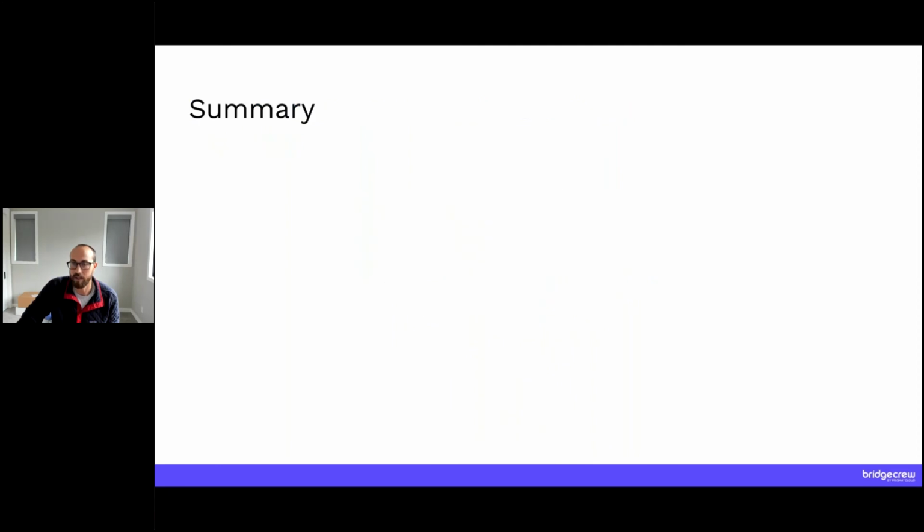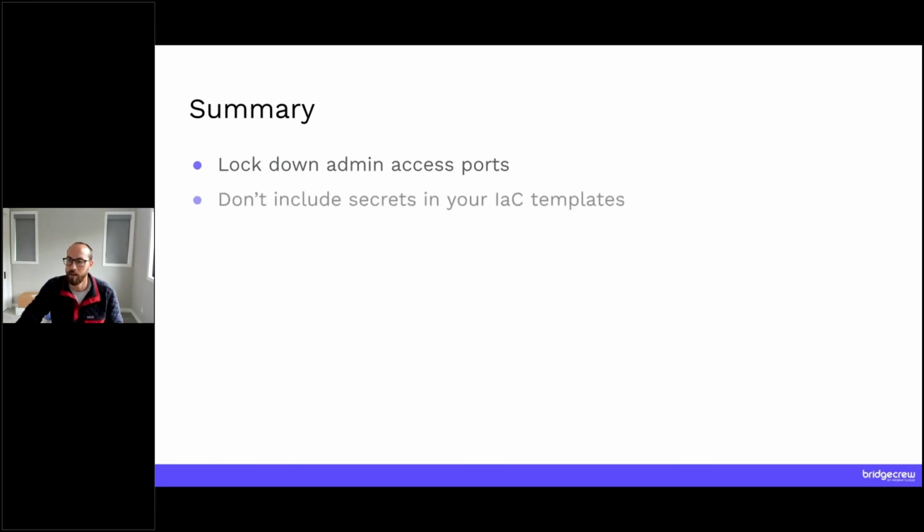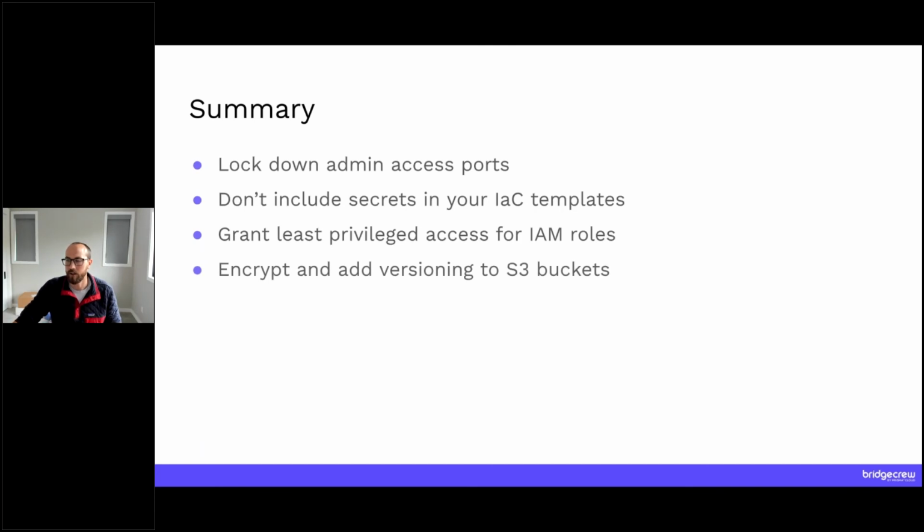All right, so in a quick summary, lock down your admin access ports, so SSH and RDP. Make sure the IP addresses are limited. Don't include secrets in your IaC templates, and scan for those. Block them from ever being included in your repos. Grant least privilege access for IAM, so only give the IAM role exactly the actions and resource access that they need and nothing else. Encrypt and add versioning to your S3 buckets, and encrypt your launch configurations.